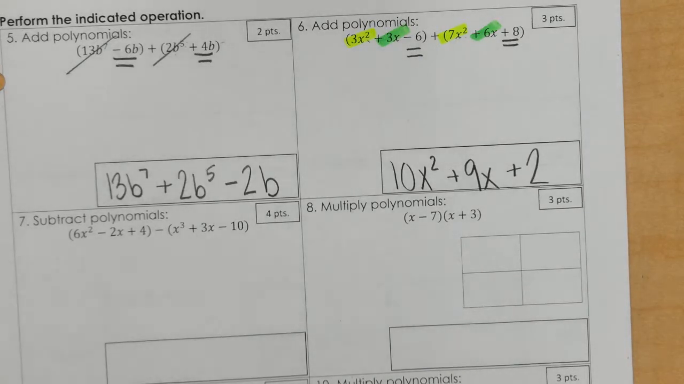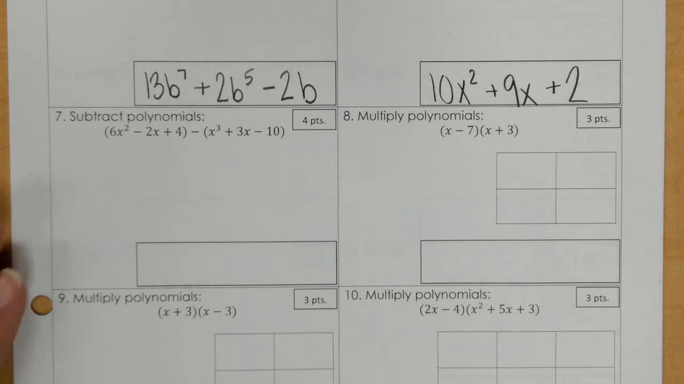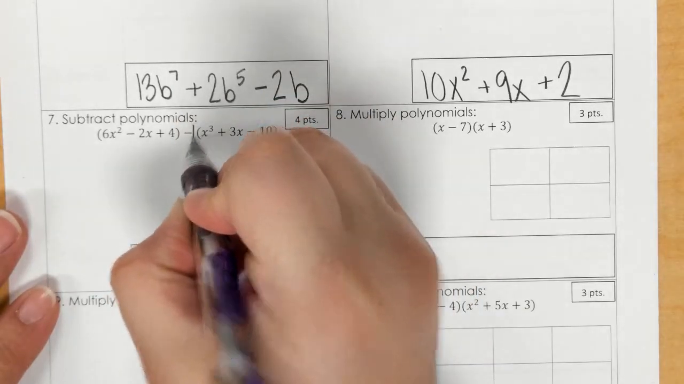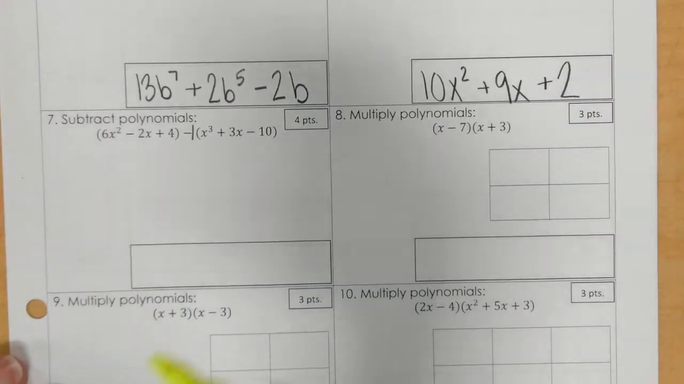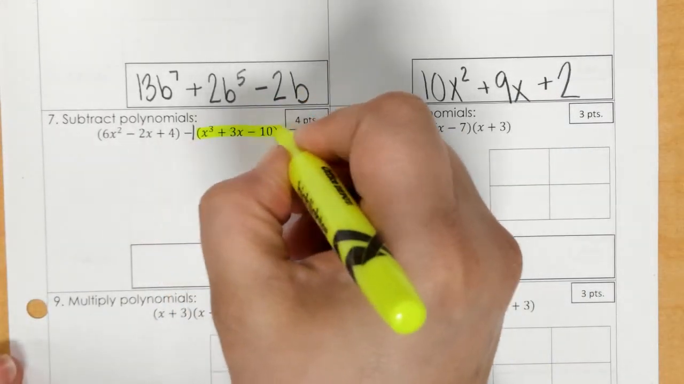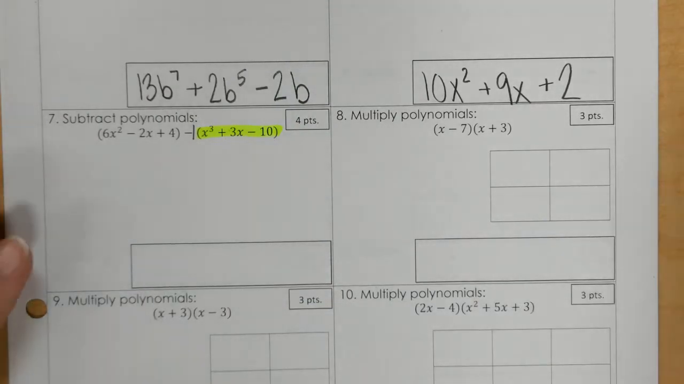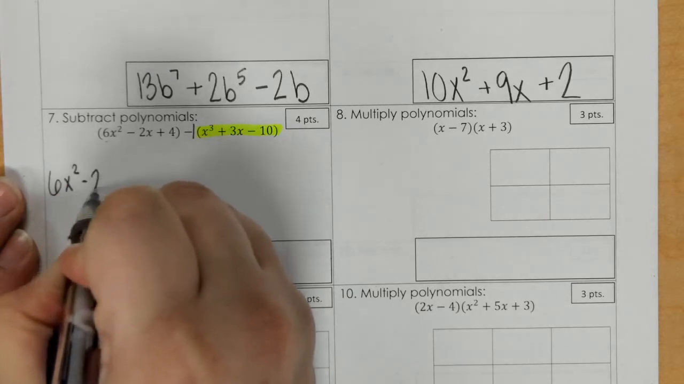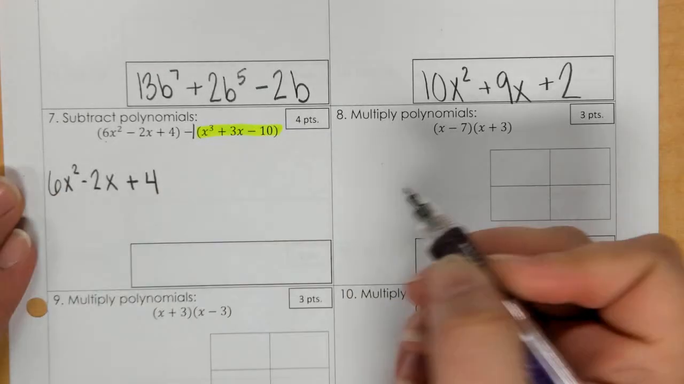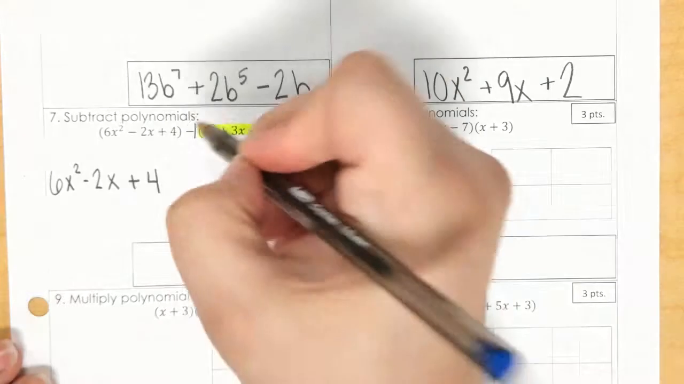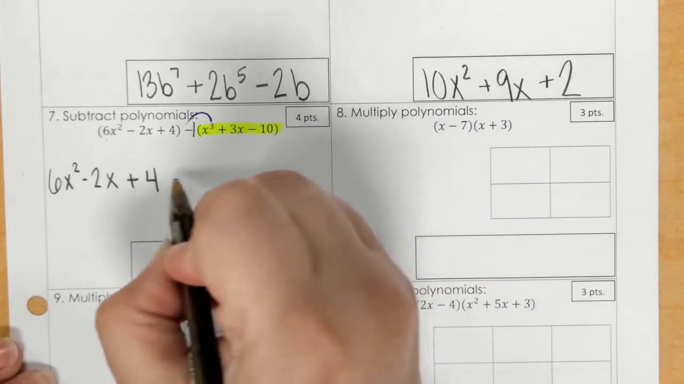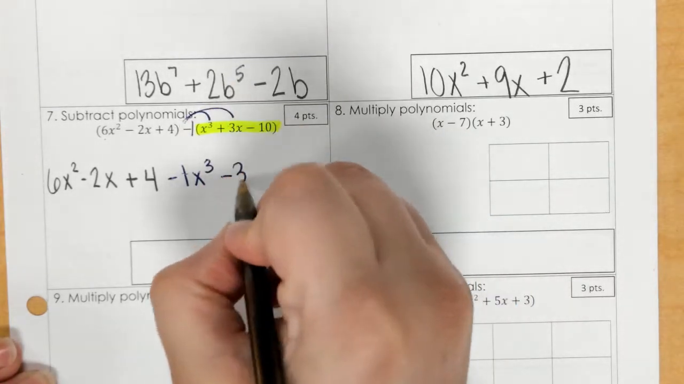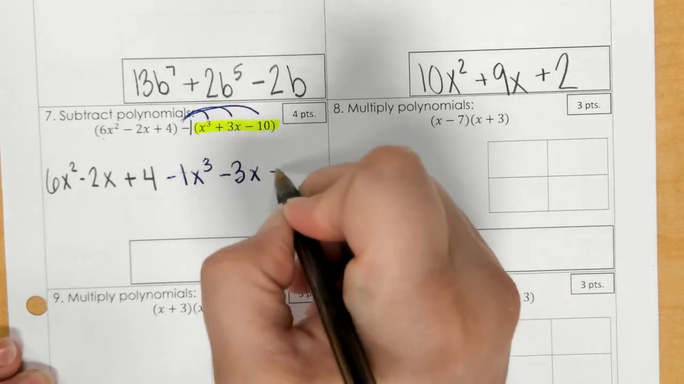Alright, in number 7, it says that you have to subtract polynomials. And so this means that in the second set of parentheses, all of these terms will change signs. So this stays the same. Okay, this, however, will become a negative 1x to the 3rd, a negative 3x, and a positive 10.